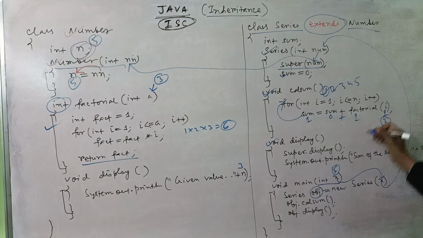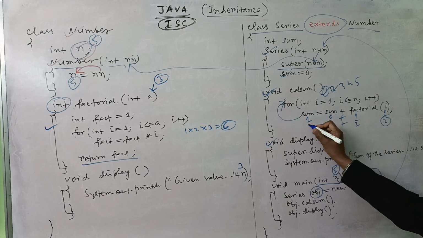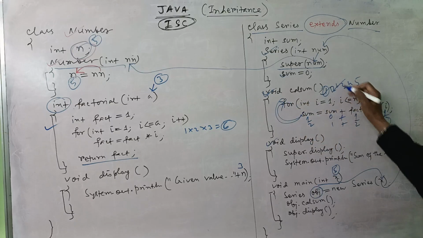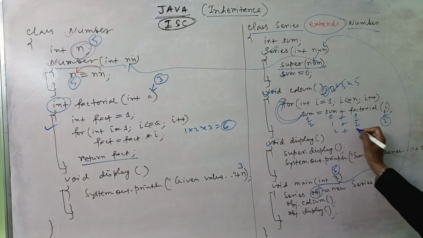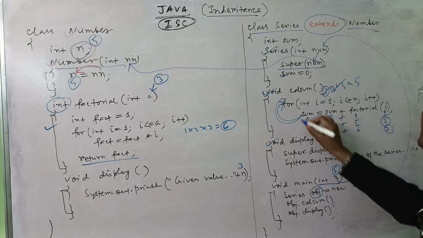So this time you are sending 2. So 1 plus 2's factorial means 2. It is 2. Going back, 3. So 2 plus, this is 3's factorial, means 6. In this way it will complete.